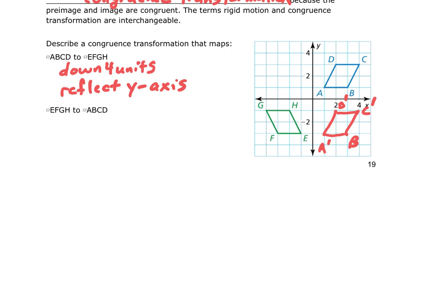Yeah, okay. It's going to be just the opposite, right? I'm going to say up 4 units and then reflect over the y-axis. So it's just the opposite of what the other one was, because we're still dealing with the same two figures. This one said down 4, reflect. This one I could do up 4 and reflect. I also could reflect it first and then go up 4. So the order doesn't necessarily matter in this case. It would get me to the same place.